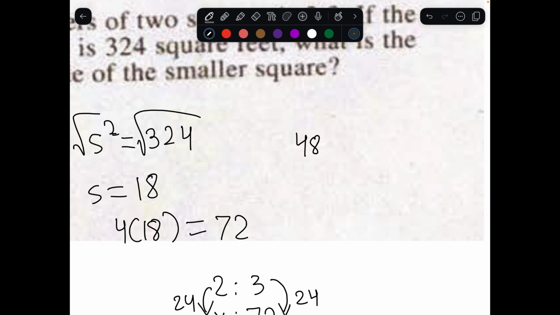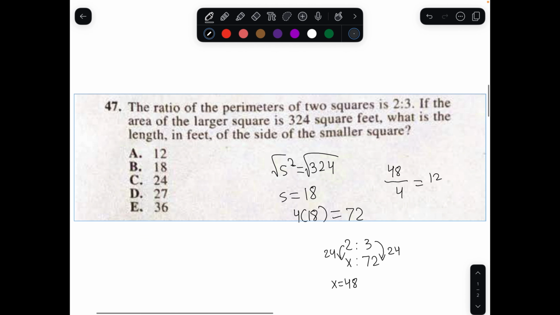And remember, since all sides in a square are equal, to figure out the side length of the smaller square, we can just divide by the number of sides, which is 4. And 48 divided by 4, that is 12. So that means the answer is A.